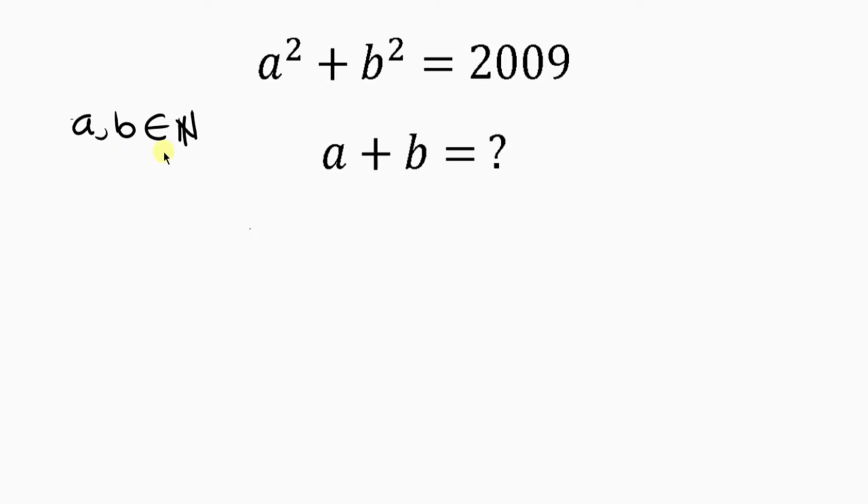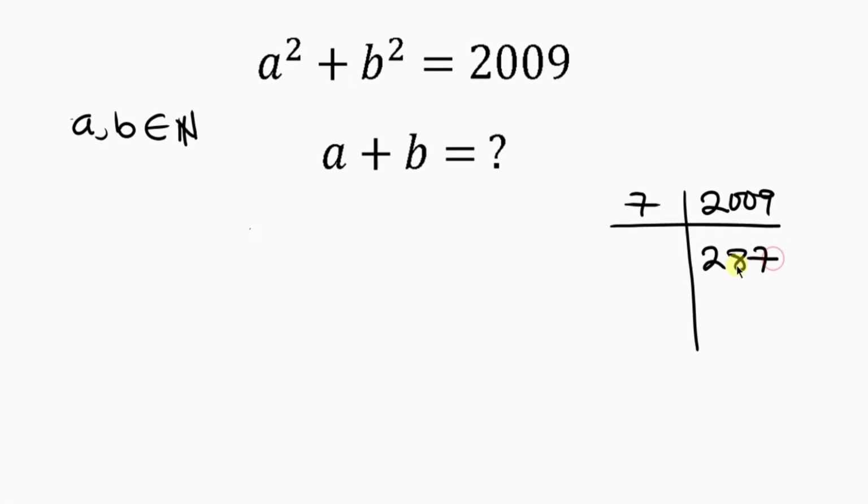For integers a and b, find the value of a plus b for which a squared plus b squared is equal to 2009. 2009 is pretty much a large number, so all we have to do is to break it down. So I'm going to break it down by dividing. The lowest prime number that divides 2009 is 7. So 2009 divided by 7 is 287.